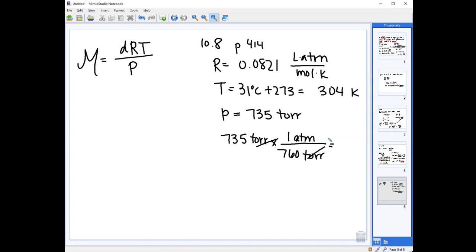And I get 0.967 atmospheres. So I have R, I have T, I have P. I've got to figure out density because they didn't actually give us the density of our gas, really.